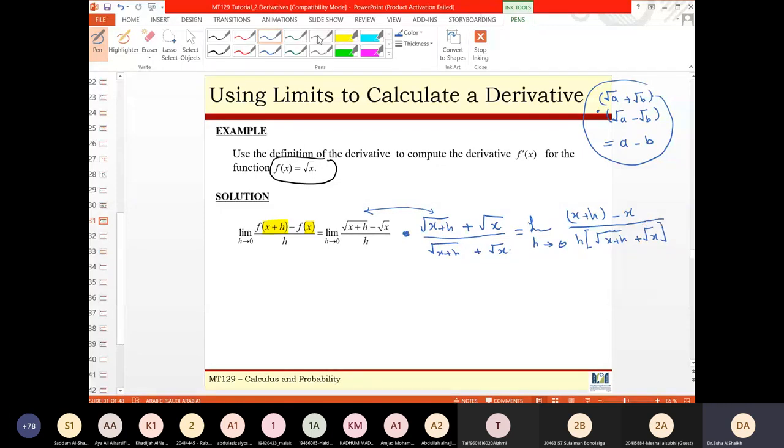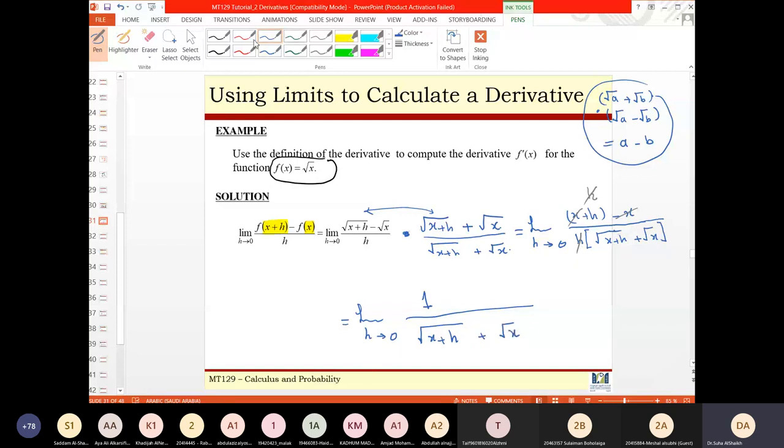And I start to see the cancellation. I did this because I want to cancel stuff. x will cancel this x. I remain with h, and I have h at the bottom. So it is cancelled here. We end up with the limit as h goes to 0 of 1. Everything cancelled, divided by the root of x plus h plus the root of x.